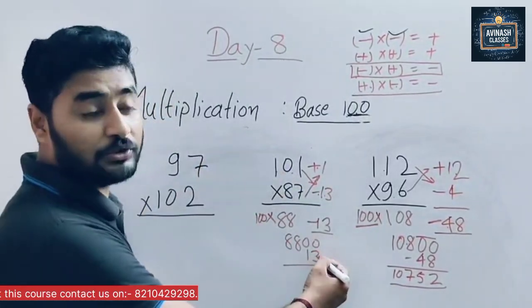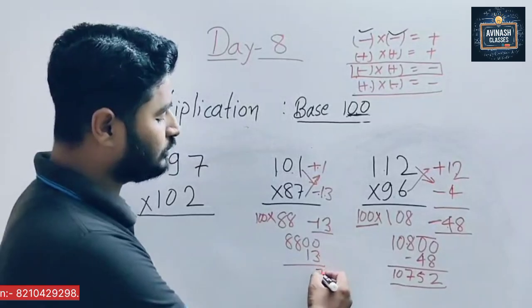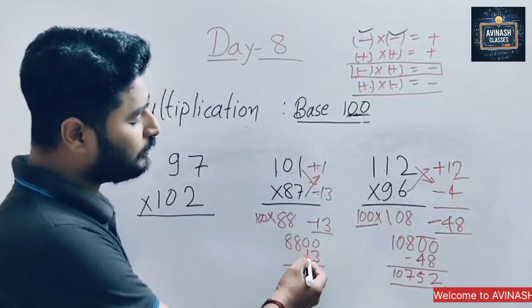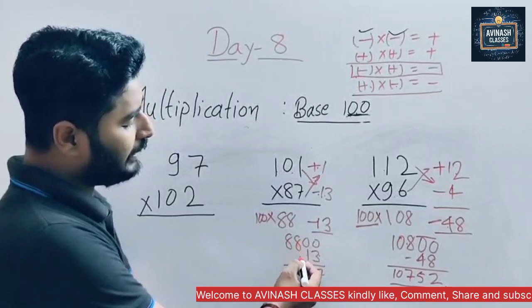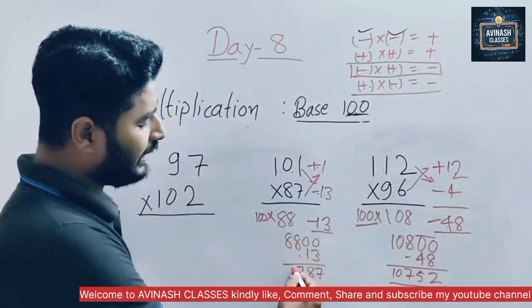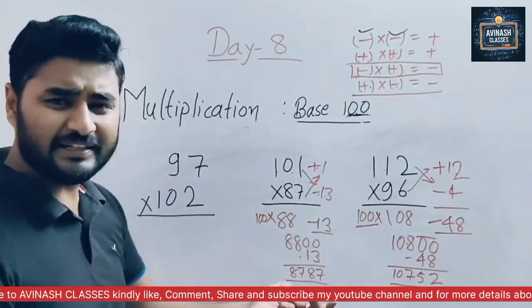Now 13. Simple. I am going to do it fast. Who is the friend of 3? 7 only. So we write here 7. Who is the friend of 2? 8. So we write here 8. And here 1. So 8 minus 1, that is 7. And here 8. That's very simple now.